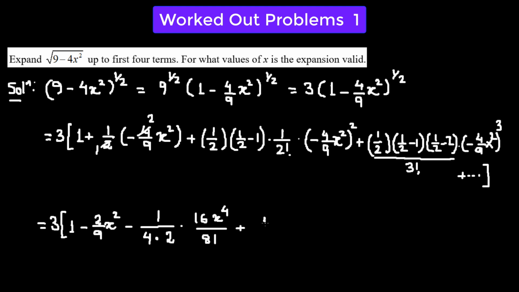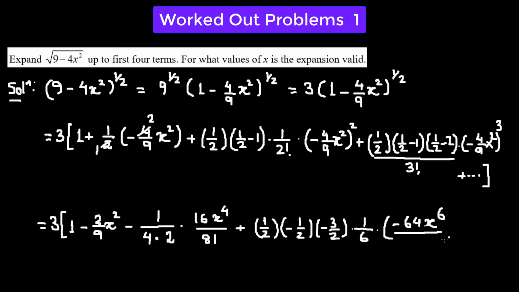Plus, we have half multiplied by negative half multiplied by negative 3 over 2, divided by 3 factorial, which can be written as 1 over 3 factorial, and 3 factorial is 6, times negative 4 cubed, which is 4 times 4 is 16, and 16 times 4 is 64. So we have 64 x raised to the power 2 times 3 is 6, divided by 9 cubed. So 9 times 9 is 81, and 81 times 9 is 729, plus the remaining terms.